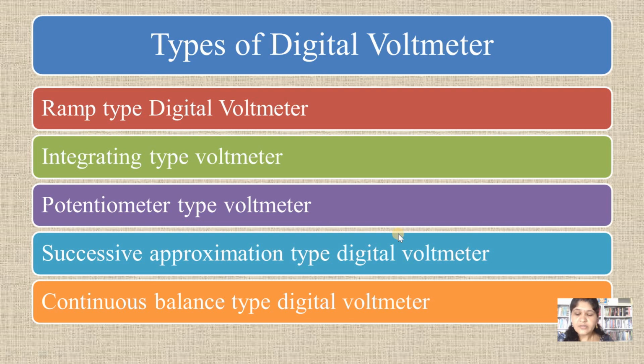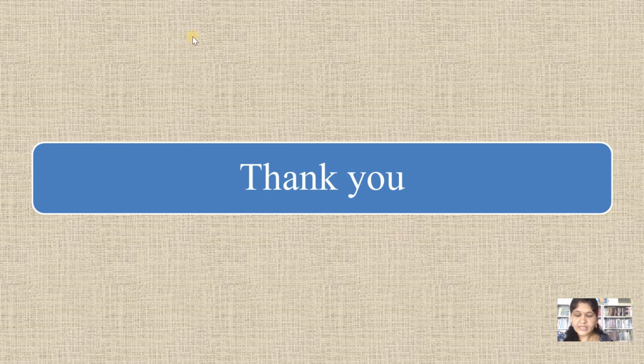So that is all about the digital voltmeter. In this video we studied what a voltmeter is, what the types of voltmeters are, and the difference between analog voltmeters and digital voltmeters. Then we studied the construction, block diagram and working of the digital voltmeter. In the last we studied the advantages and types of digital voltmeters available. So I hope this topic, digital voltmeter, is now clear to you.